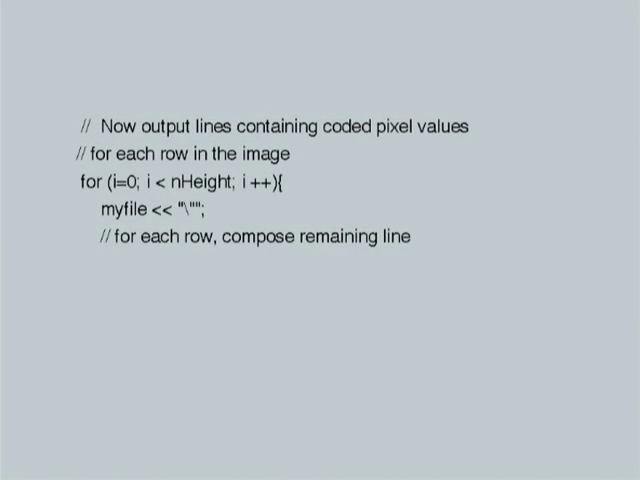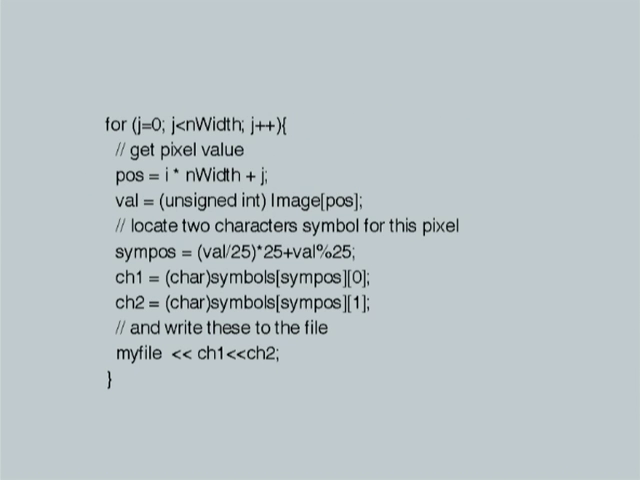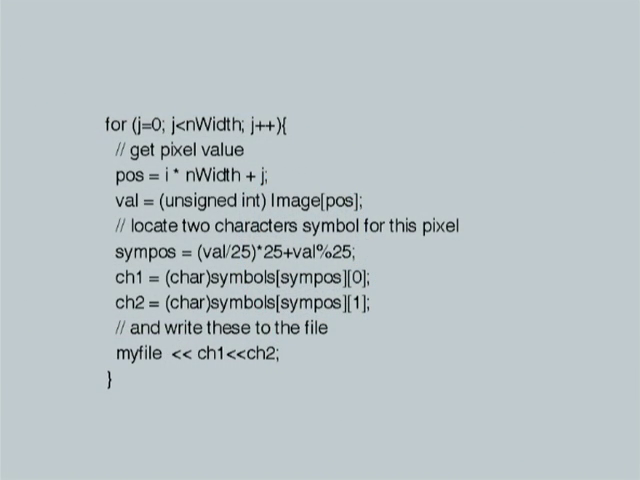This is exactly what I do here. I first put an opening double quote. Then for each row, I compose the remaining line. Notice how the remaining line is composed. For j equal to 0 to n width, I first get a pixel value. The position is calculated as earlier, and the value of the pixel is simply the value of image at that position. But image is a character string. Notice that each character is equivalent to an unsigned integer. So I cast this value into an unsigned int and assign it to val.